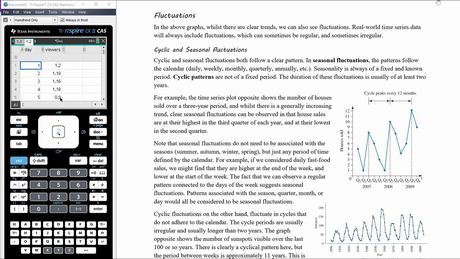You might see things happen literally seasonally, you know, so quarterly, so coinciding with the seasons, spring, summer, autumn, winter. You might see things happening monthly. You might see things happening annually, okay?